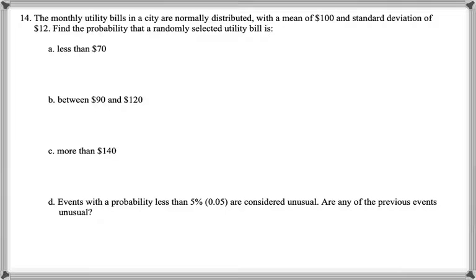The monthly utility bills in a city are normally distributed with a mean of $100 and a standard deviation of $12. Find the probability that a randomly selected utility bill is, and part A says, less than $70.